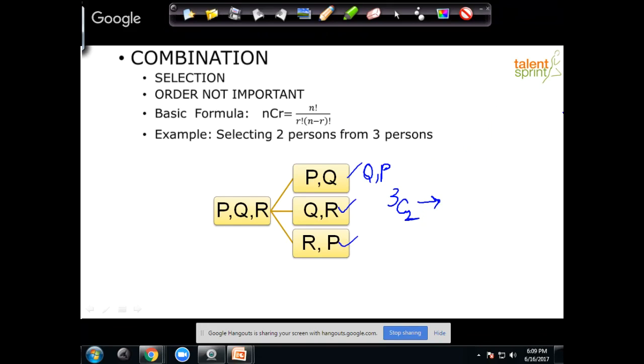So this is nothing but 3 factorial divided by 2 factorial into (3 minus 2) factorial. That is equal to 6 divided by 2, correct? 3 minus 2 is 1, and 1 factorial is 1. So 3 factorial is 1 into 2 into 3. So 6 divided by 2 is equal to 3. So you can choose these people in 3 ways, 2 people at a time, right? You can do it in 3 ways.